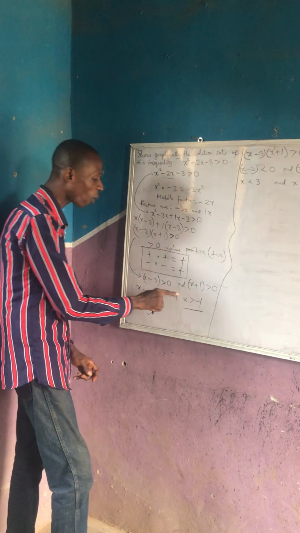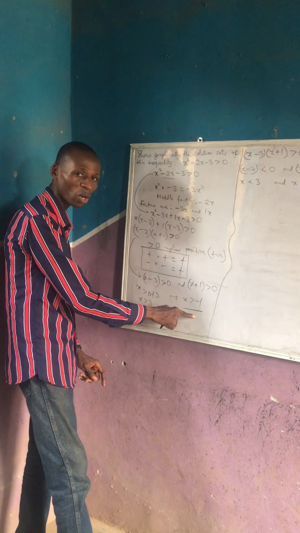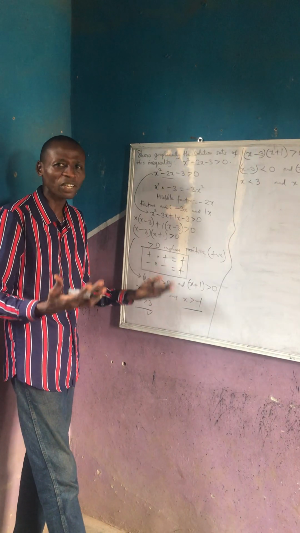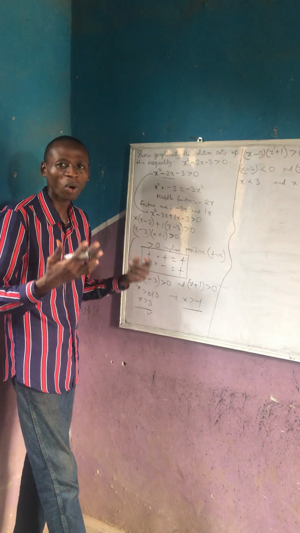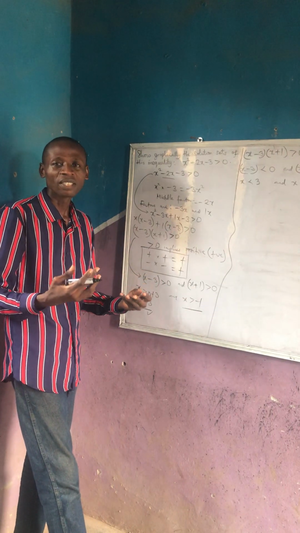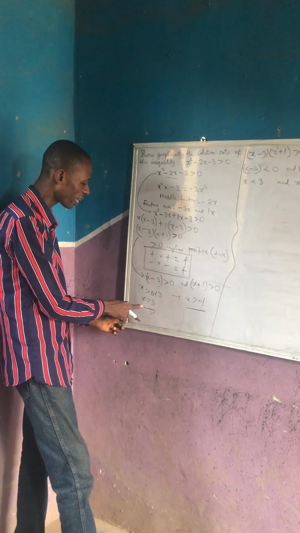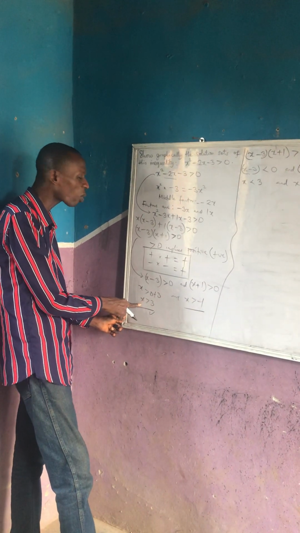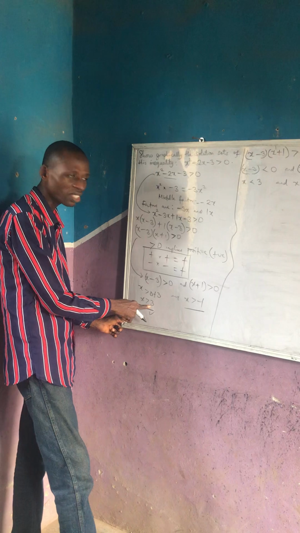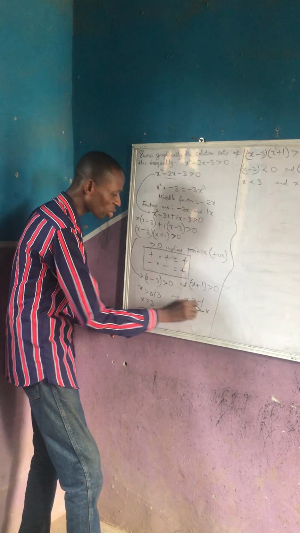Follow me. Now x greater than minus 1. What value is greater than minus 1? A value greater than minus 1 is 0. 0 is greater than minus 1. Now put that 0 here. You ask yourself, is 0 greater than 3? Of course, the answer is no. So this is not valid.